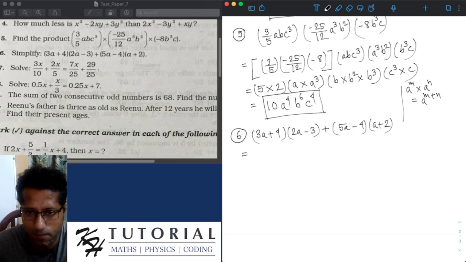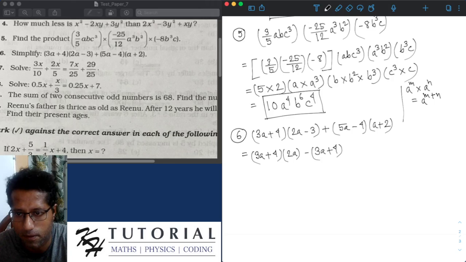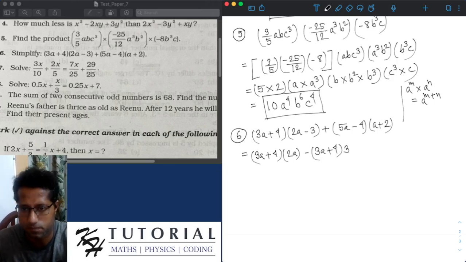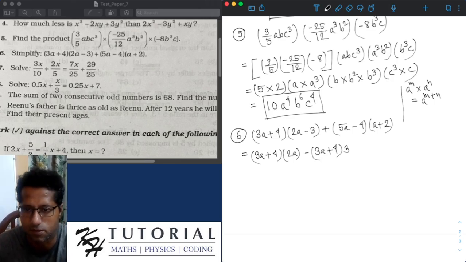We use the distributive law of multiplication over addition or subtraction. If you do it step by step, this is 3a plus 4 multiplied by 2a, and then minus, since we have 2a minus 3, we have to distribute multiplication over subtraction, so this is 3a plus 4 multiplied by 3. After distributing multiplication over the subtraction, this becomes this. This is the result of the first product.